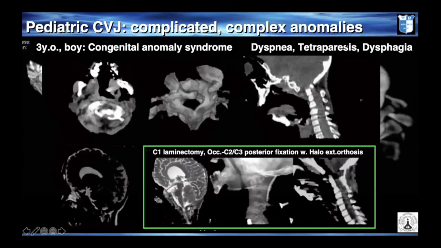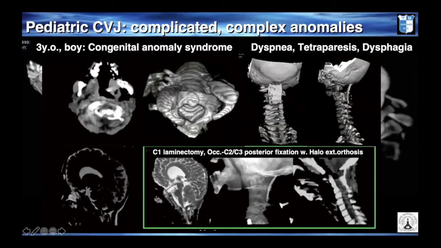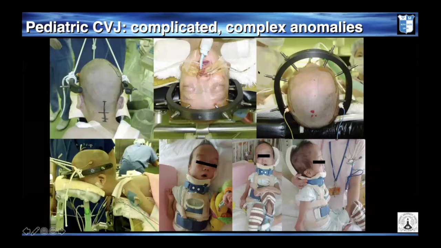And this is before surgery, and this is after surgery. I did this posterior occipital upper cervical fixation. Yeah, this is a post-op picture of the patient. This is the halo fixation. And after the halo, I placed the patient in this cervical thoracic orthosis.